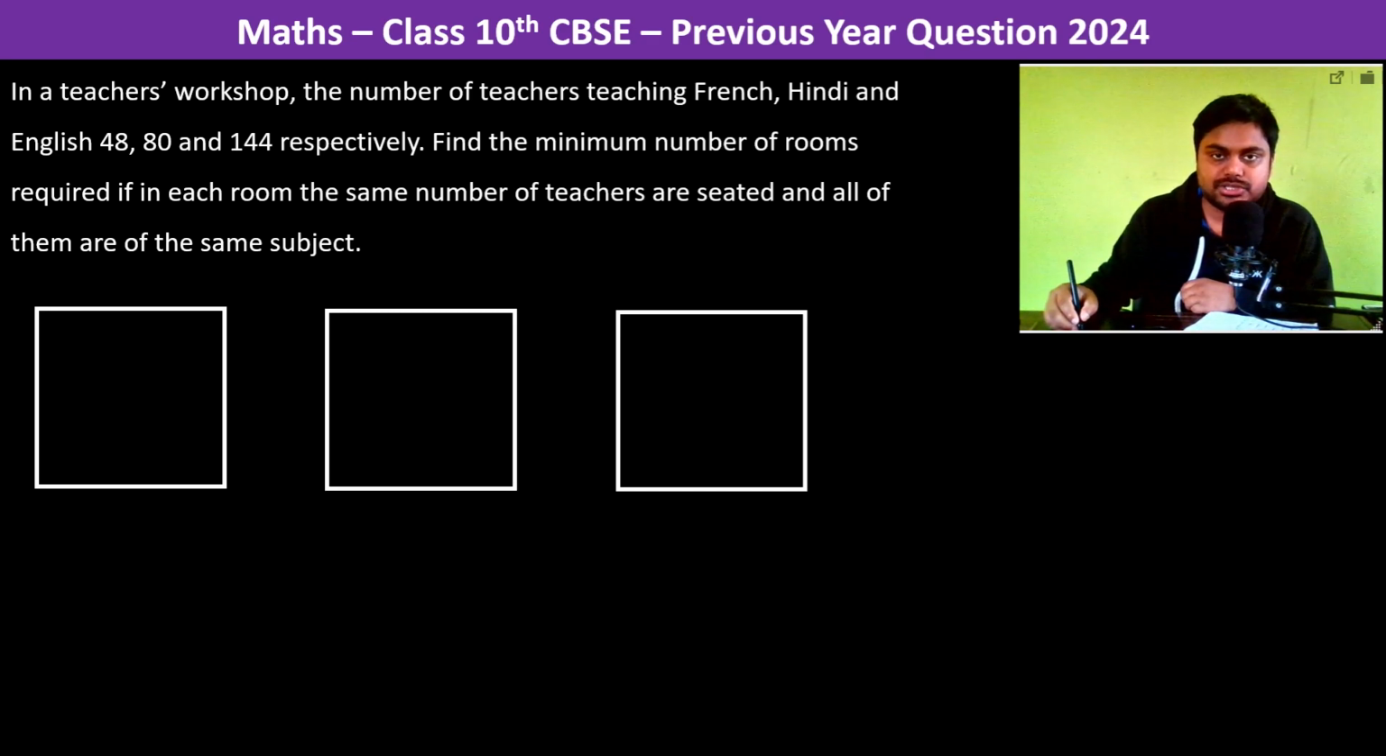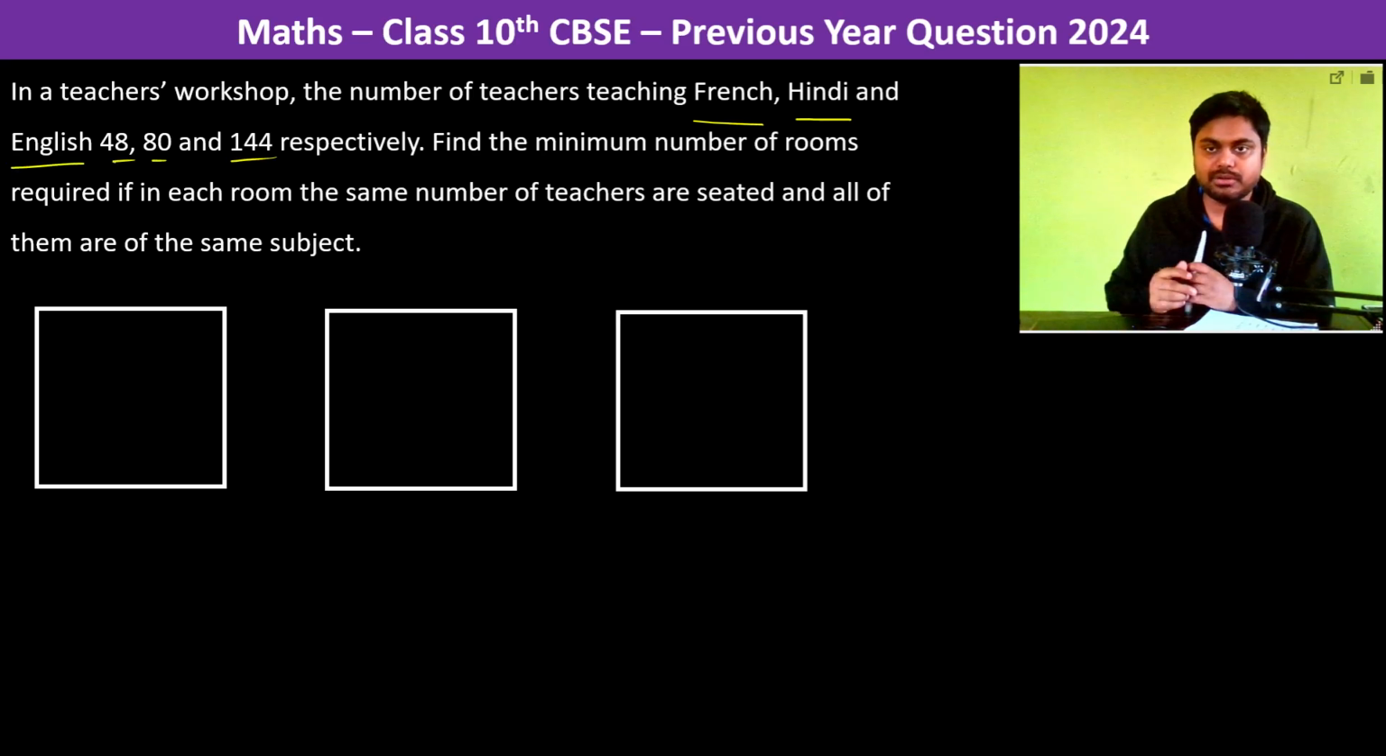So we have three categories of teachers who teach French, who teach Hindi, and who teach English: 48, 80, and 144 in number respectively. Now find the minimum number of rooms required if in each room the same number of teachers are seated. Okay, so in each room we have the same number of teachers being seated, and all of them are going to be of the same subject.